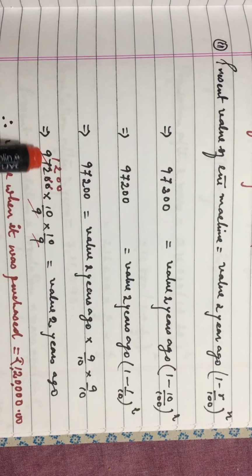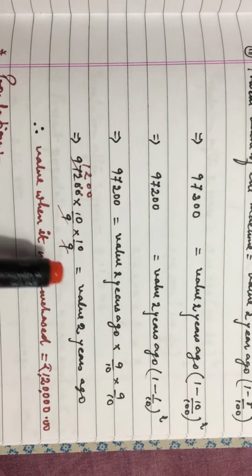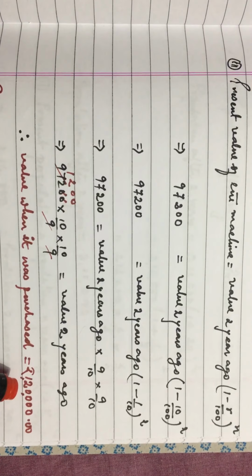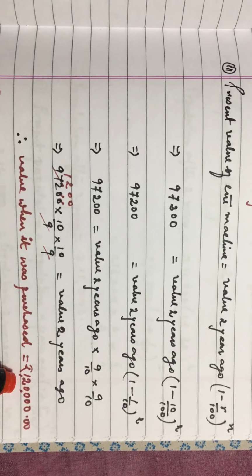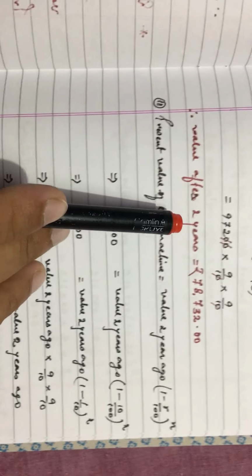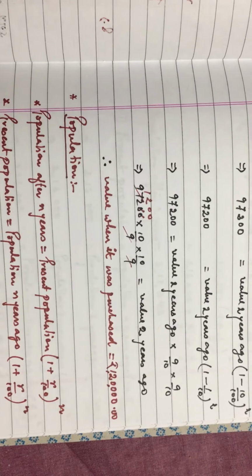This 9 cancels with 97,200, and we get 1200 into 10 into 10. So the value of the machine 2 years ago, that is, when it was purchased, was rupees 1,20,000. When it was purchased, 1,20,000. The present value is 97,200, and the value of the machine after 2 years is 78,732.